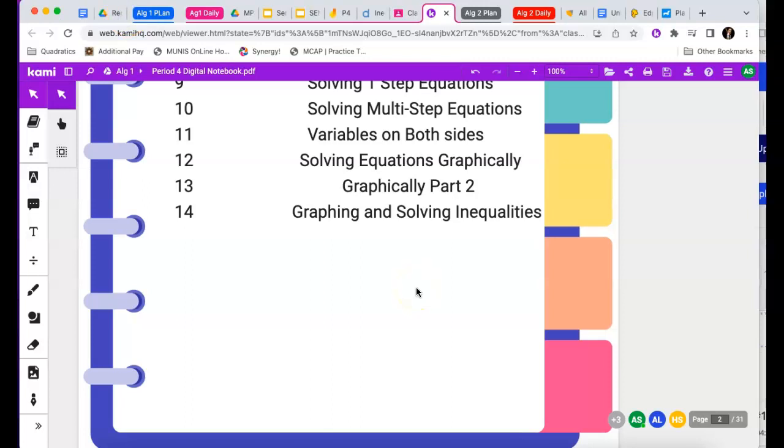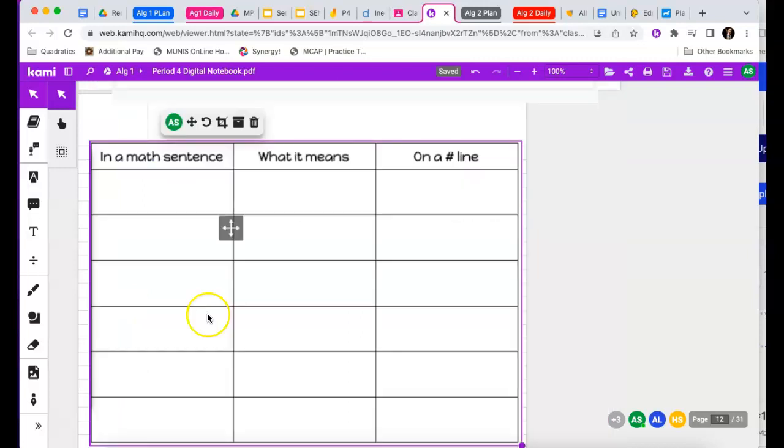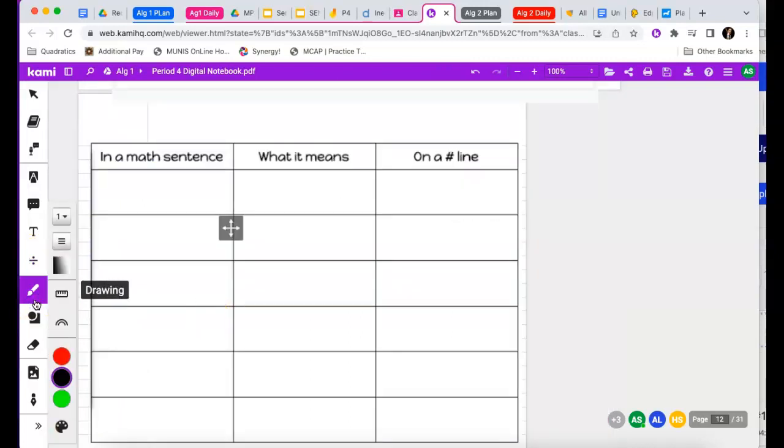Hey guys, in this video we are going to go over page 14, graphing and solving inequalities. So go ahead and pause the video and get page 14 added into your table of contents, please. Okay, we're going to go ahead and get started with page 14.